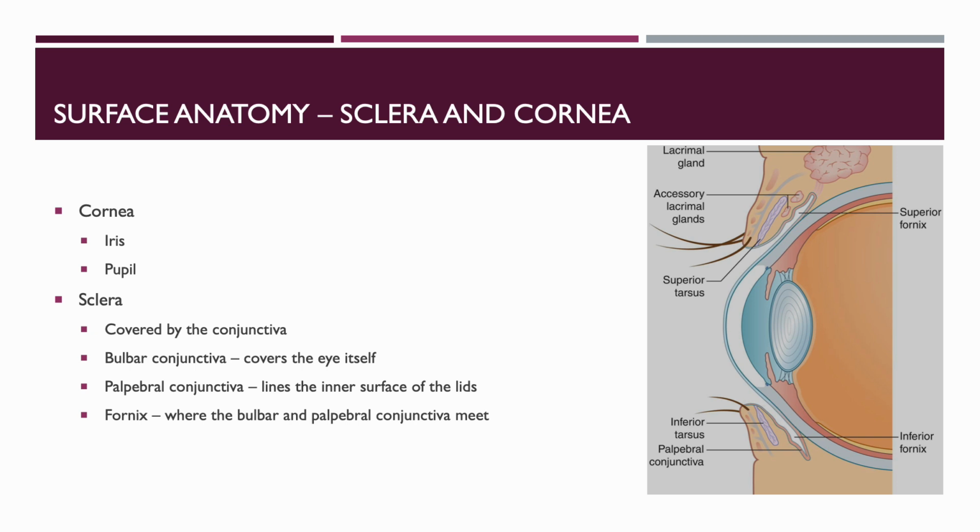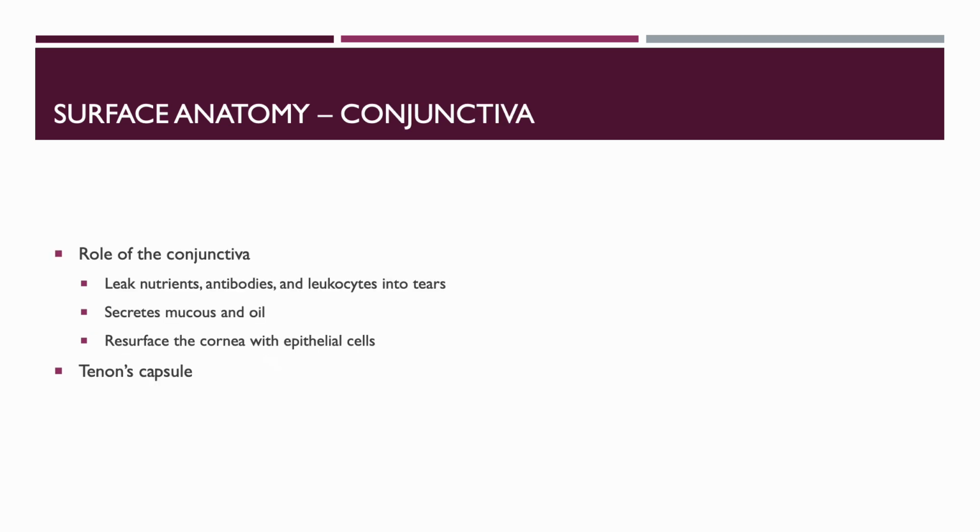The conjunctiva extends from the junction of the cornea and sclera and terminates at the inner portion of the lid margin. The bulbar conjunctiva covers the eye itself, whereas the palpebral conjunctiva lines the inner surface of the lids. The junctional bay where these two meet is called the fornix, which can easily be viewed by depressing the lower lid. The conjunctiva serves many roles.